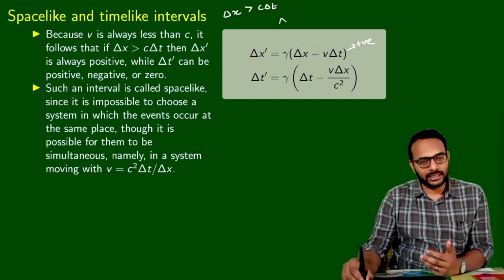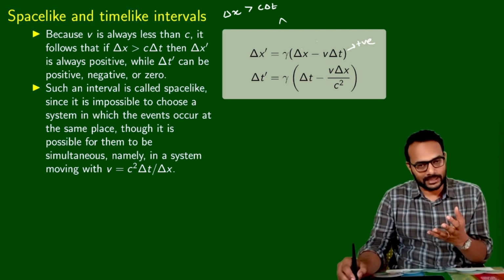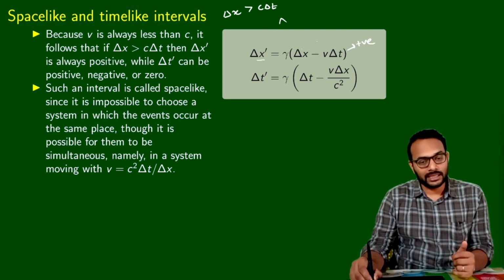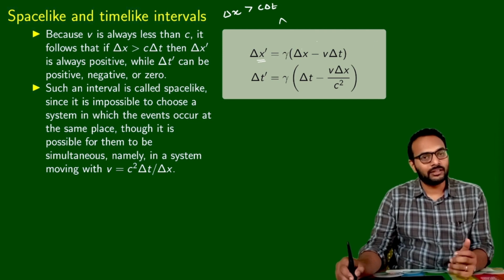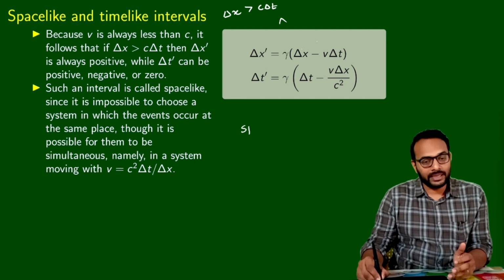I'll repeat. We are considering the case where delta x is greater than c delta t. v delta t itself is always less than c delta t. So delta x prime is always positive. Such intervals are called space-like intervals.